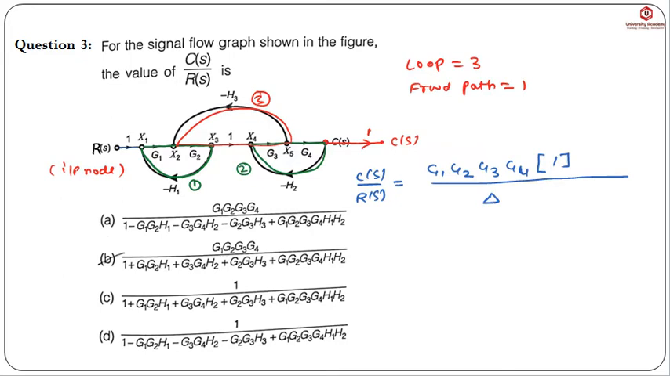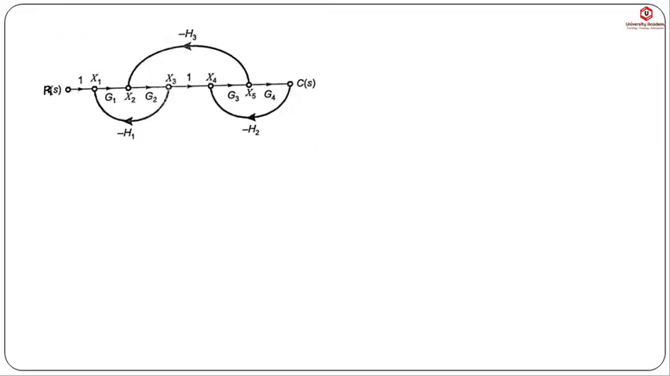So this delta is given by 1 minus sum of all the individual loop gains. The first loop has a loop gain of minus of g1 g2, then we have h1. Okay, so let me write in the next slide because space will not be there. Okay, so let me write this delta value in the next slide. Okay, so now let us find out the delta value. So delta is given by 1 minus sum of all individual loop gains.